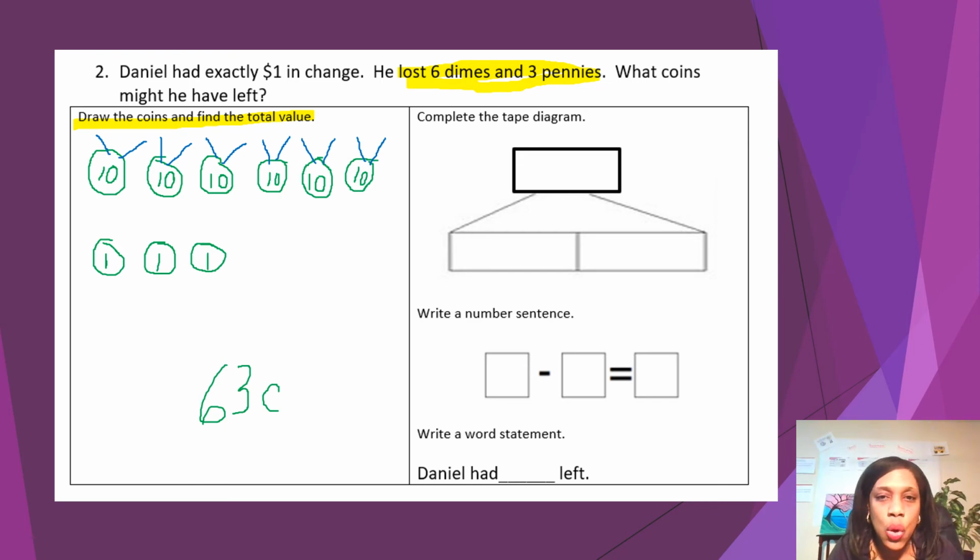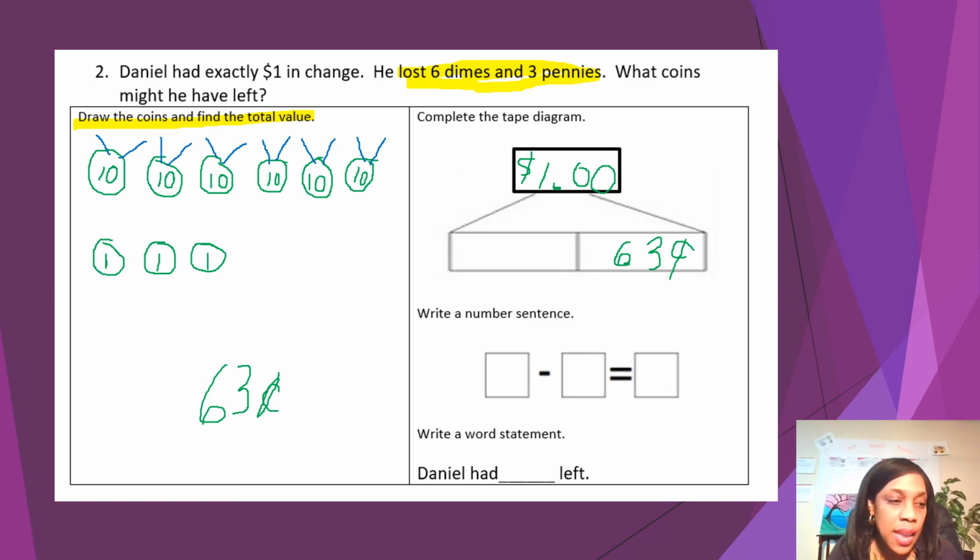So now let's go over to our tape diagram. Our tape diagram says, how much did he have in total? What was the whole amount? The whole amount that Daniel actually had was $1 or 100 cents. How much did he lose? He actually lost 63 cents.